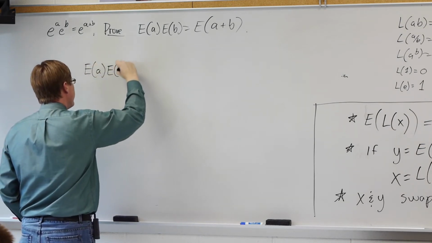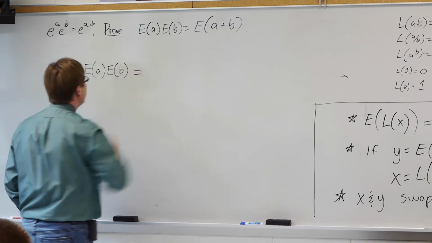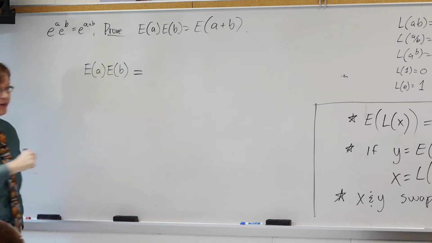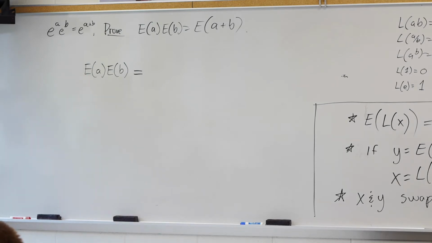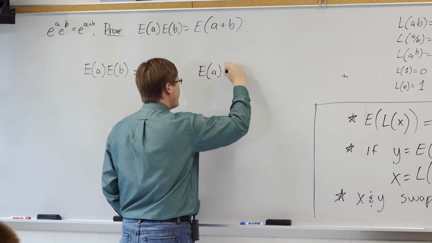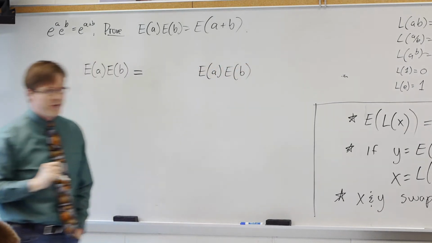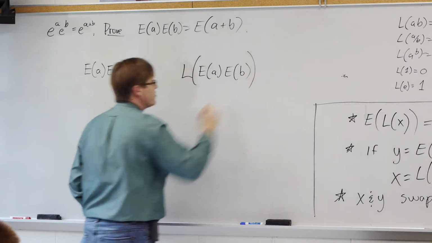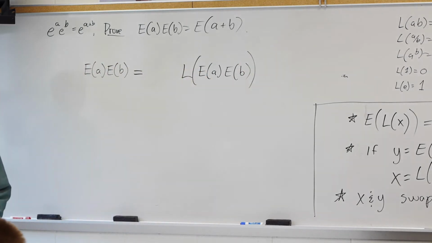And here's the proof method I'm going to use. And it may look a little weird at first, but then when you see how it works, it's actually kind of clever. So I'm going to start with my left-hand side, prove that it equals the right-hand side. And this is my first step. I'm just going to copy this down again, E of A times E of B. But I'm going to take L of this thing, and then I'm going to take E.